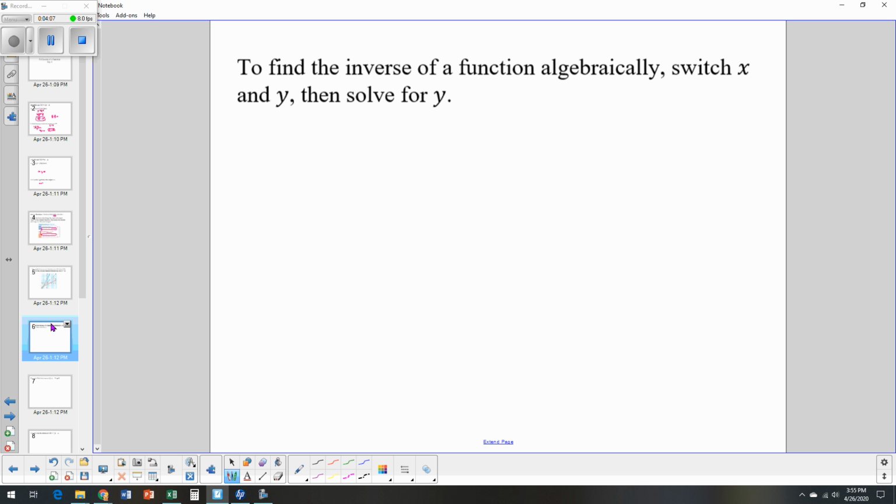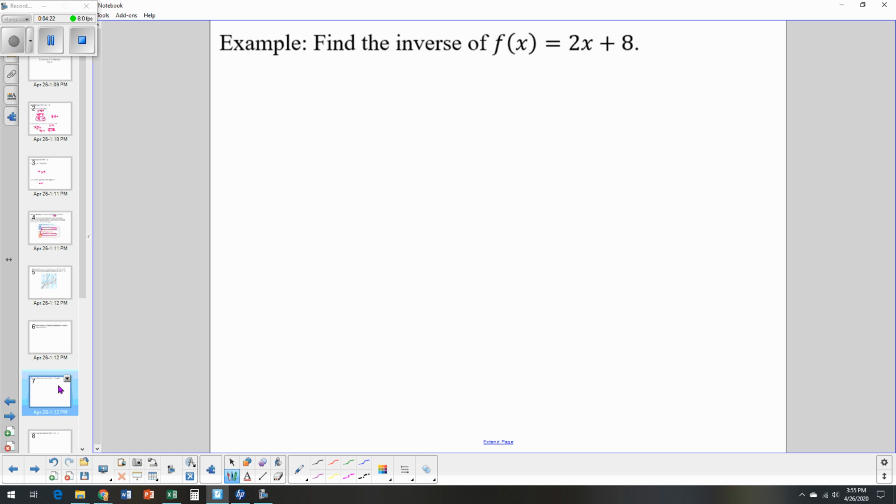To find the inverse of a function algebraically, what we're going to do is we're going to switch the letters x and y and then solve for y. So we actually just take the original function, change the letters, swap them, and then solve for y. So we're going to find the inverse of f of x equals 2x plus 8. So I'm going to first change the f of x into a y, just like we did in the first example.